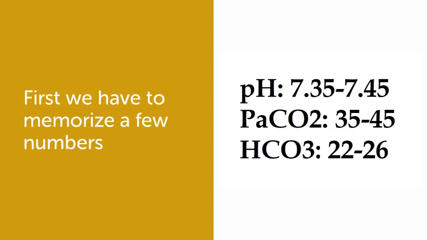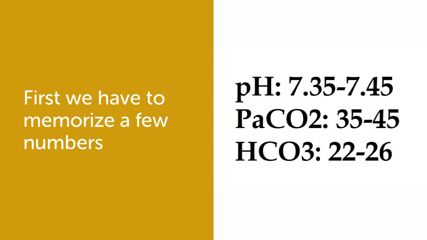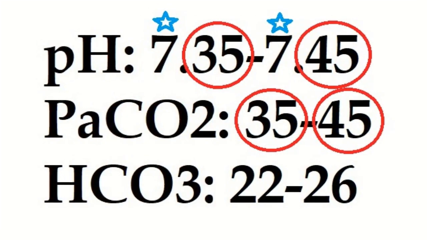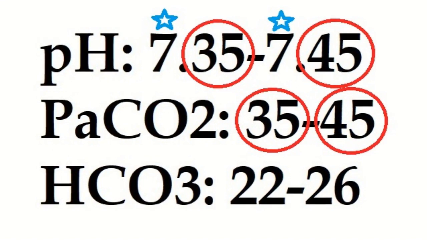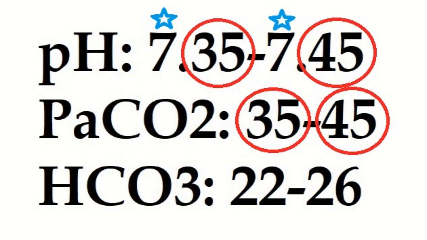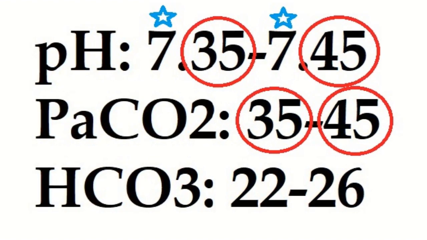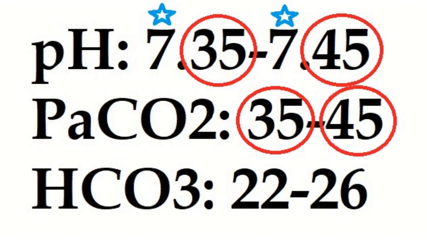First, we must start by memorizing a few normal values: pH 7.35 to 7.45, PaCO2 35 to 45, and bicarb 22 to 26. That's not a whole lot to memorize, but we'll make it even easier. We know that pH generally starts with 7 unless you have a really acidotic patient, so therefore it's 35 to 45, the same as PaCO2, which is also 35 to 45. So the only other number that we have to remember is bicarb, which is 22 to 26.